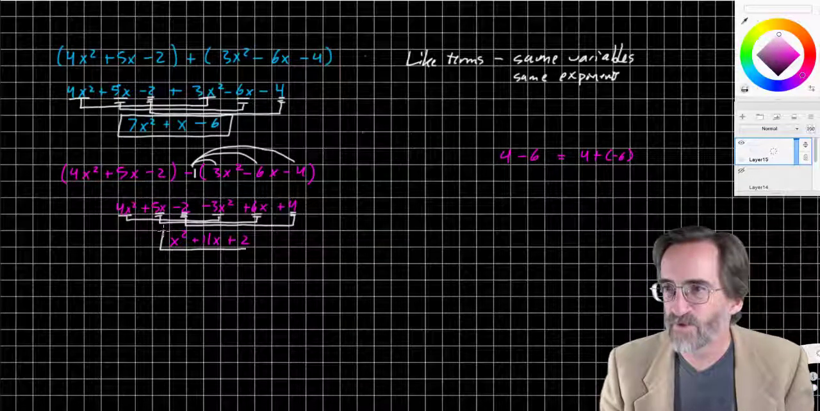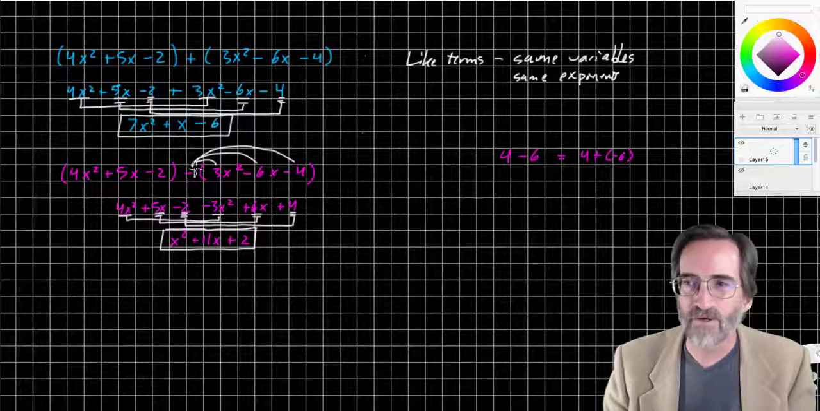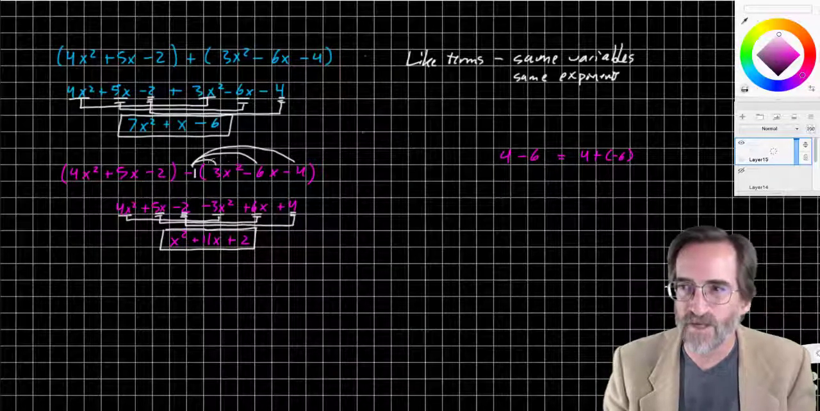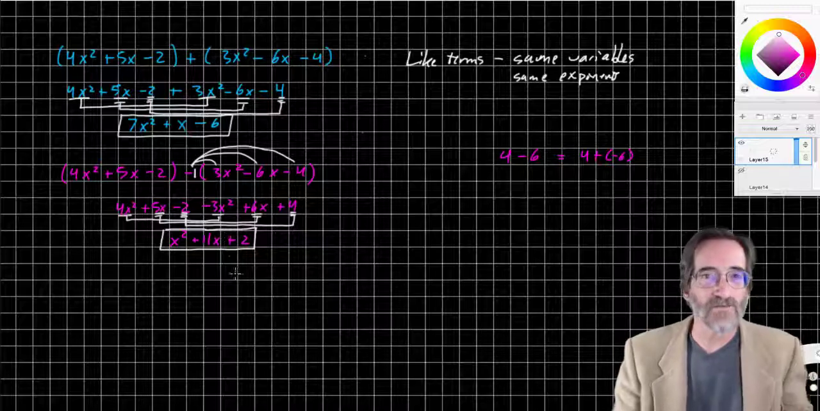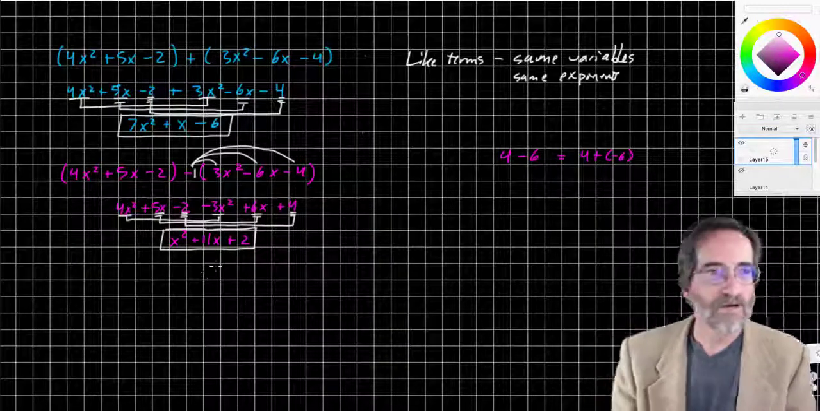So probably the trickiest part of all of this is to remember when you subtract a polynomial, distribute the minus sign into the parentheses that comes after it, and then combine like terms. Right, so hopefully that helps.